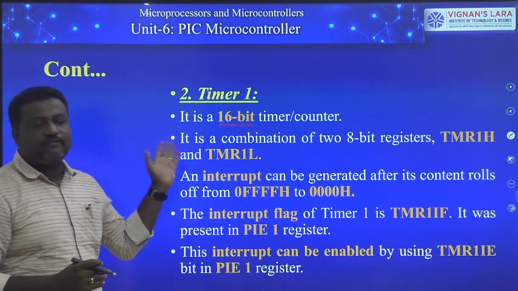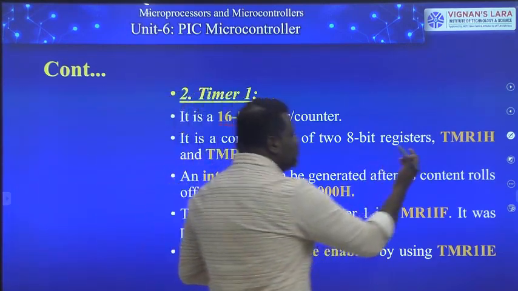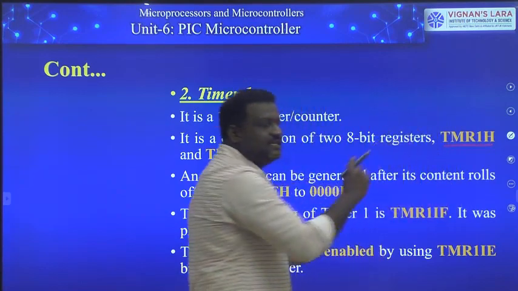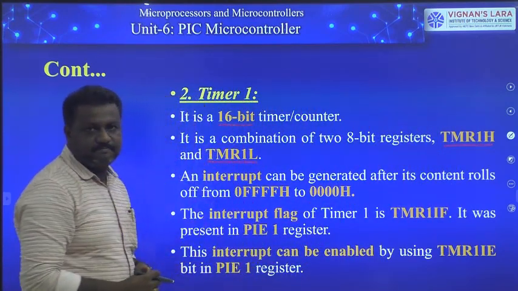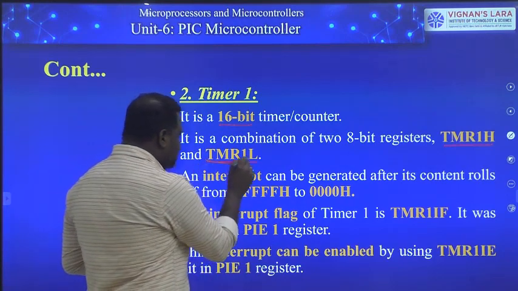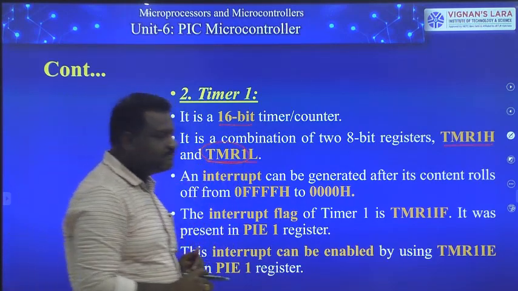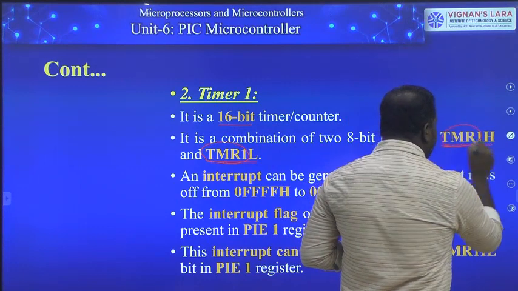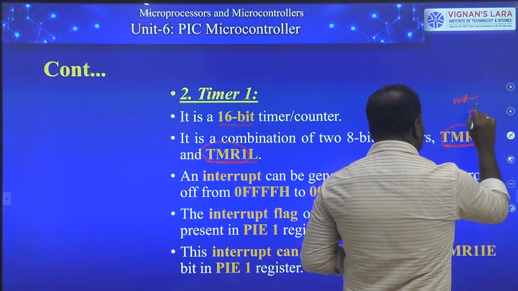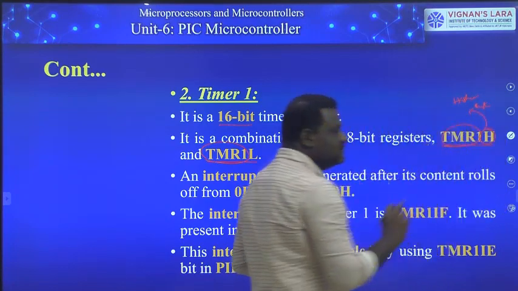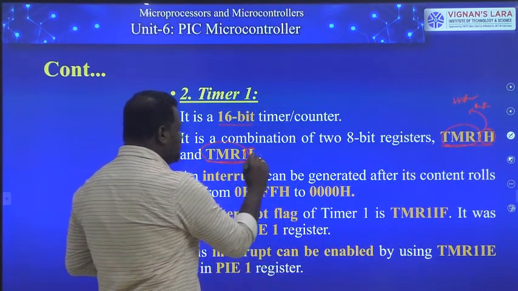This timer is formed by the combination of two 8-bit registers. Number one is TMR1H and another one is TMR1L. This is TMR1, that is nothing but timer 1, and here H represents the higher byte and L represents the lower byte.